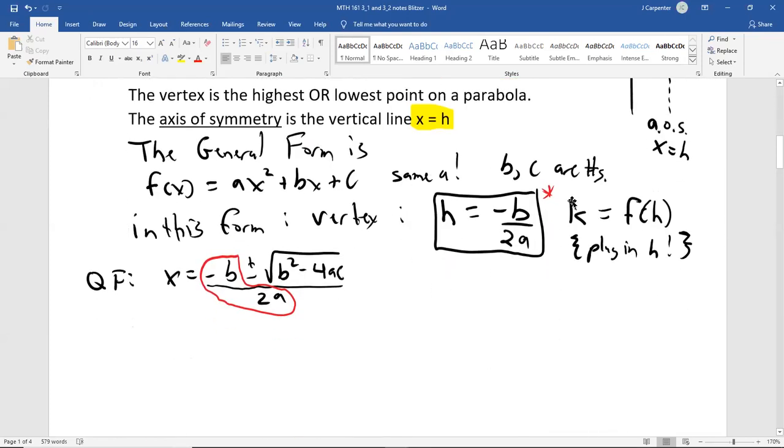So h equals negative b over 2a when we're in the ax squared plus bx plus c form, the form that looks like it would be factorable. Maybe, maybe not. Depends on the numbers.